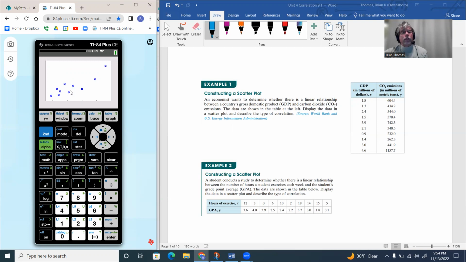So notice how it does have a little bit of a positive linear correlation. It kind of has a little bit of a pattern here of a positive linear correlation. As the x's increase, the CO2 emissions, or the Y values, increase. So it's kind of what we're picking up on there. Okay, so let's see what we have next here.